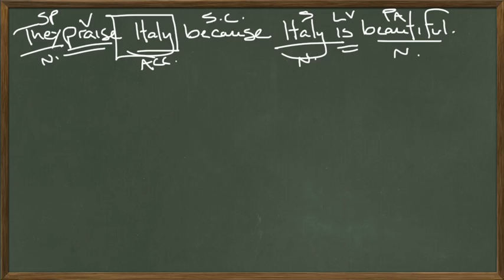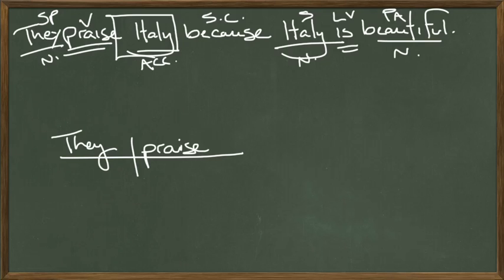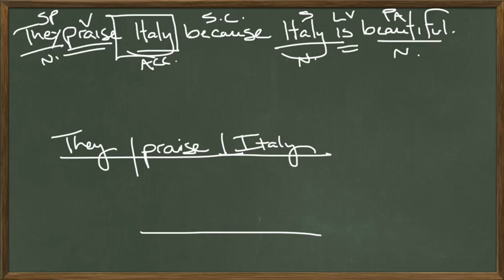Now when we diagram this, it's going to get a little complex, but we'll go ahead and do it down here. We're basically going to treat it like two sentences. So we have they praise, and they praise the direct object. Remember, a direct object goes on the main line after a straight stick. They praise Italy. Okay, and then, let's go ahead and diagram the other sentence, and then we'll connect them with the subordinating conjunction. I was about to put it on, but we'll do that in a minute.